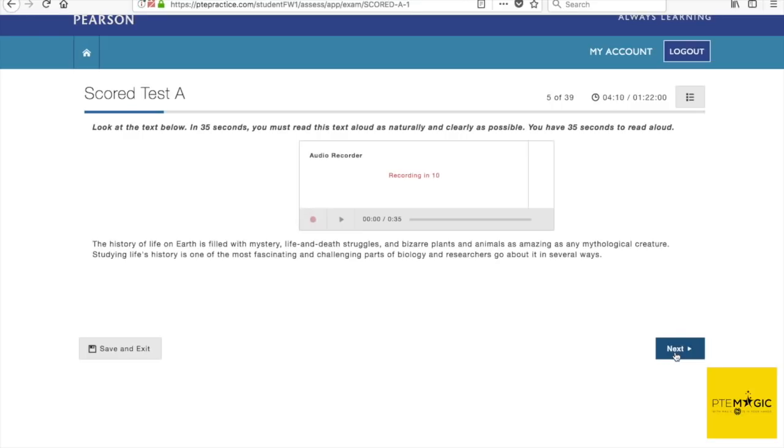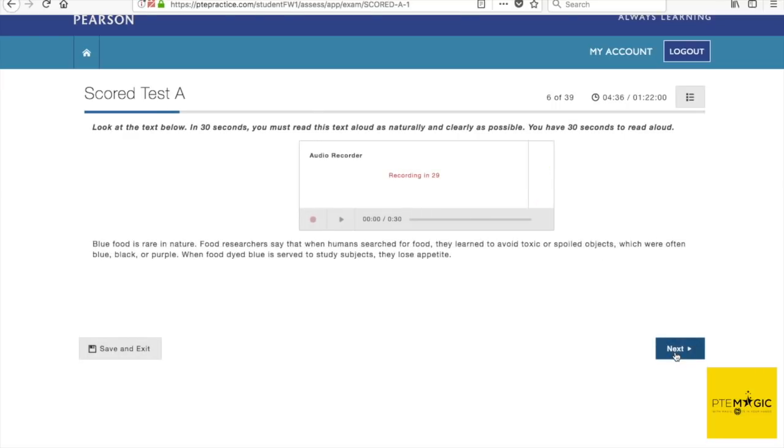Life and death struggles, fascinating and challenging parts of biology, and researchers go about in several ways. Mythological. The history of life on Earth is filled with mystery, life and death struggles, and bizarre plants and animals as amazing as any mythological creature. Studying life history is one of the most fascinating and challenging parts of biology, and researchers go about in several ways.